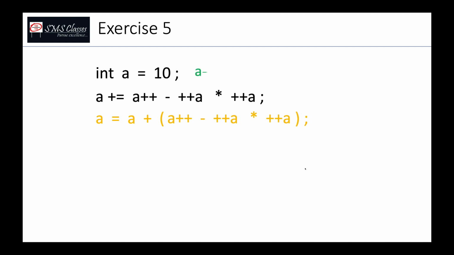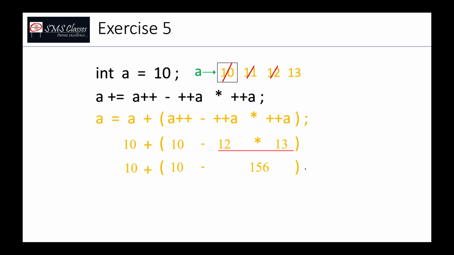Now start substituting. So A value is 10. A plus plus substitutes and increases. Plus plus A increases and substitutes. Again plus plus A increases and substitutes. So in the parenthesis, then I do multiplication. So 12 into 13, 156. 10 minus 156 is minus 146. Now 10 plus minus 146 is minus 136.